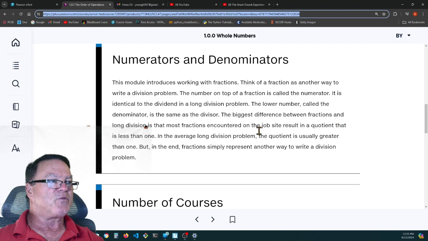The biggest difference between fractions and long division is that most fractions encountered on the job site result in a quotient that is less than 1. In the average long division problem, the quotient is usually greater than 1. But in the end, fractions simply represent another way to write a division problem.